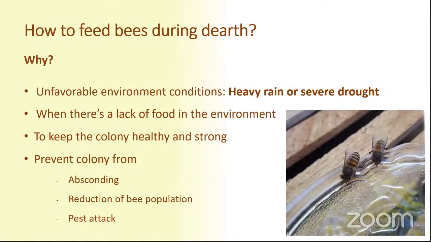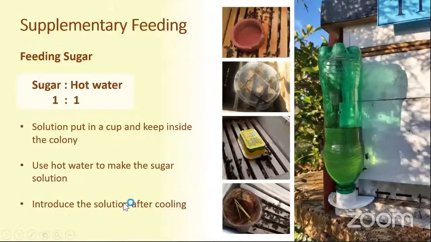But absconding means they totally leave their original nest and settle somewhere else. Now, during the dearth period, the wax moth is one reason for that. And low availability of forage may be another problem. If you want to stop this absconding, definitely we have to do some supplementary feeding. That's why I wanted to talk about supplementary feeding for the bees, especially during the dearth period.